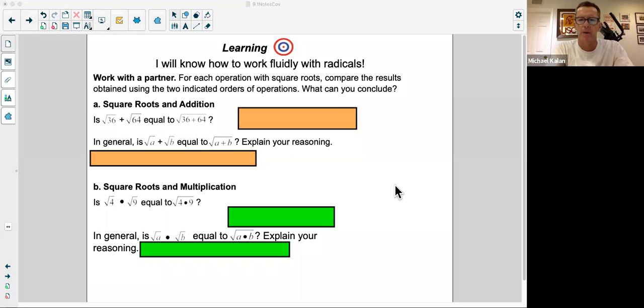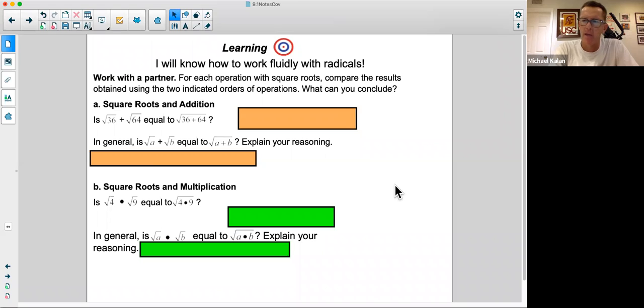Okay, so our learning target here is you're going to learn how to work fluidly with radicals. And once again, I will be your partner. For each operation with square roots, compare the results obtained using the 2 indicated orders of operations. What can you conclude? One key to remember is that a radical sign is a grouping symbol. So for example, where we have the square root of 36 plus 64, you would do the 36 plus 64 first, combine those to be 100, and then take the square root of that.